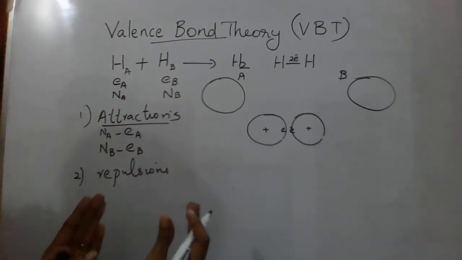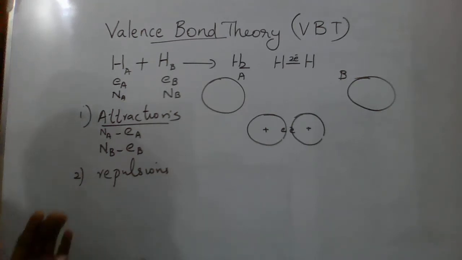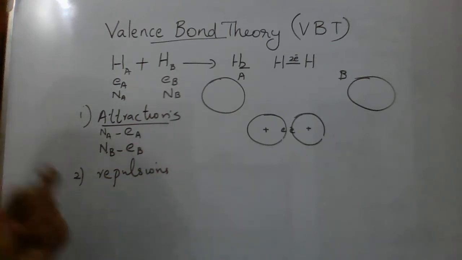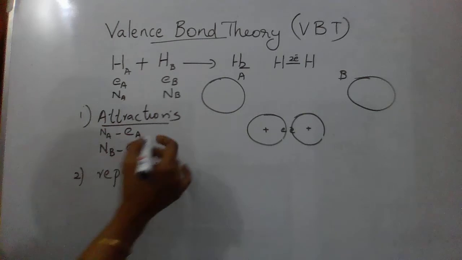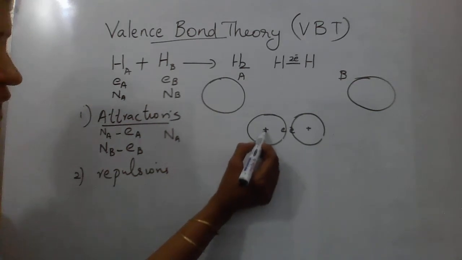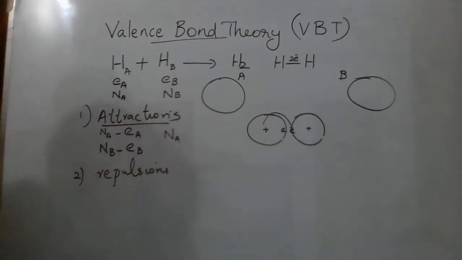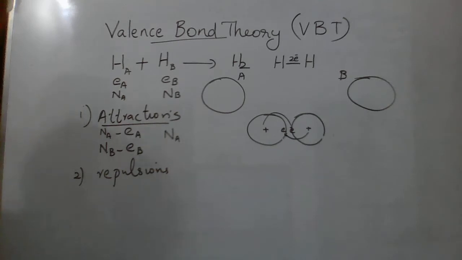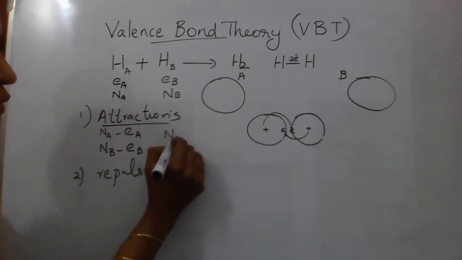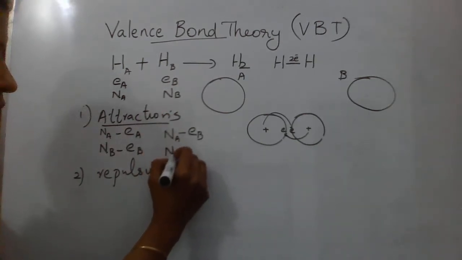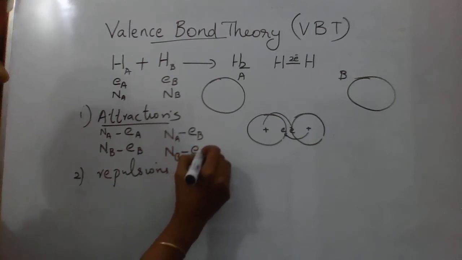When two hydrogen atoms come closer, there exists a new set of attractive forces. New attractive interactions are set between atom A and B. How? Nucleus of one atom with the electron of the other atom. The nucleus of this atom will attract this electron. Nucleus of atom B attracts the electron of atom A. Means there will be attraction between nucleus of atom A with the electron of atom B. Similarly, nucleus of atom B attracts electron of atom A.